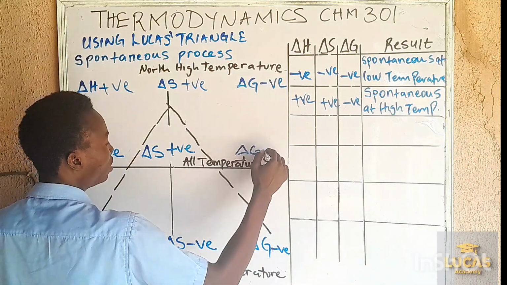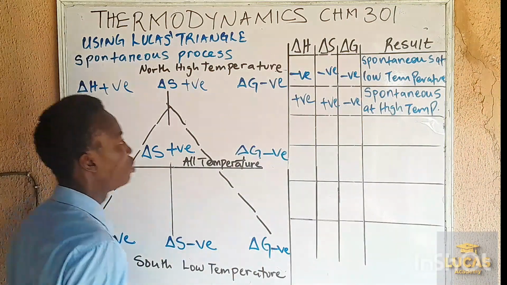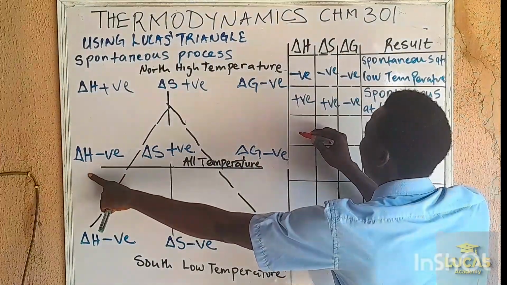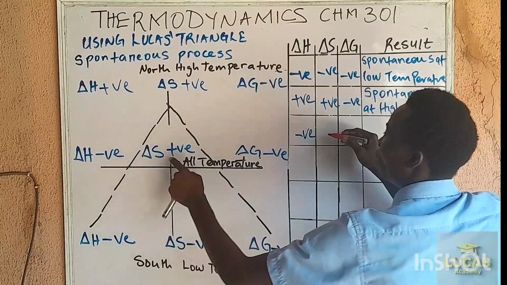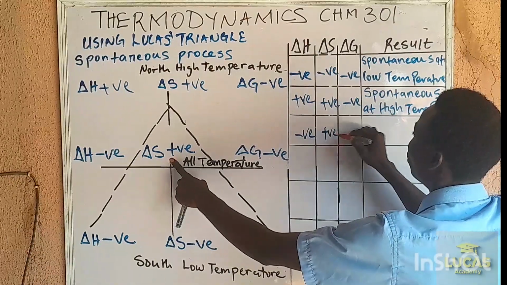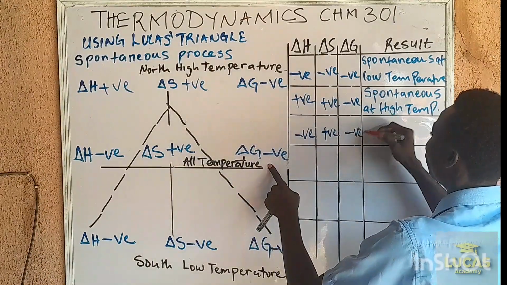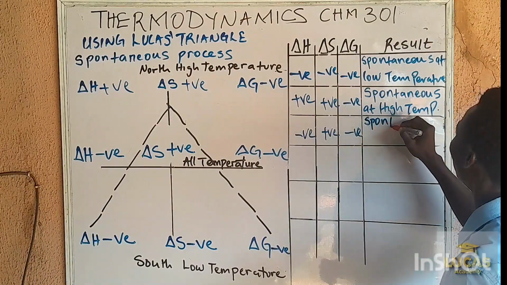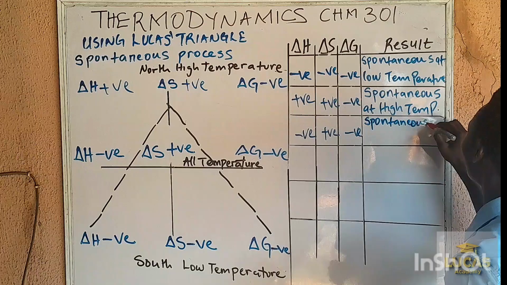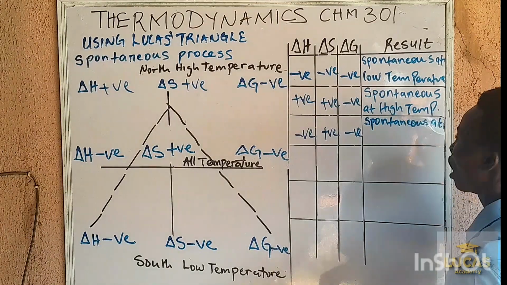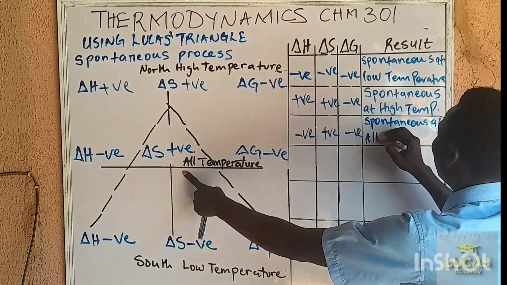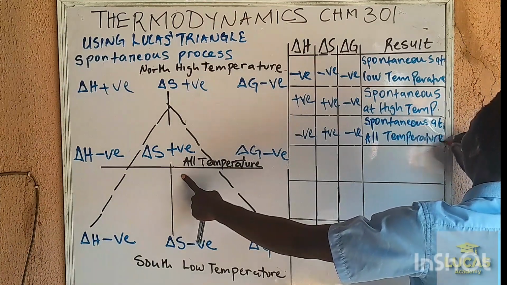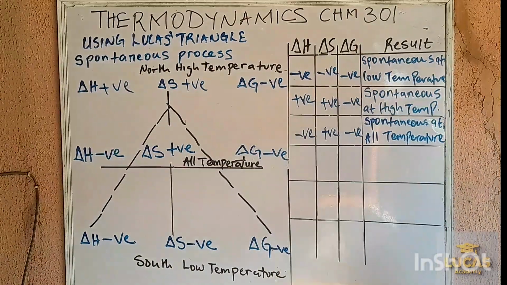Now coming from here, that means your delta G in this place is negative. So what can we say about that? We are going to say that this one here is negative, this one here is positive, while this one here is negative. So what is the outcome? Spontaneous at all temperature. That is the outcome there. Spontaneous at all temperature.